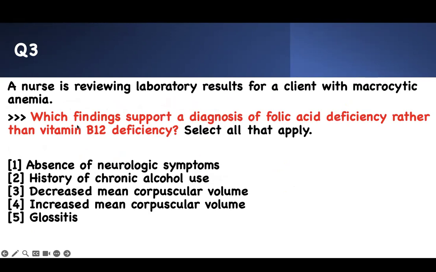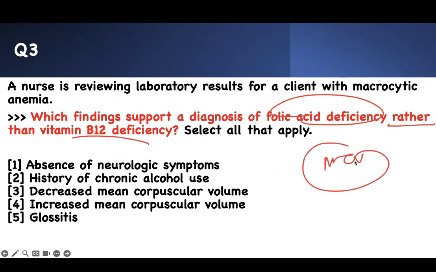Which findings support the diagnosis of what? Folic acid deficiency rather than B12. They all cause an MCV that is high. Which laboratory results for a client with what? Macrocytic anemia. Which one supports folic acid? No neurological symptoms. That's all. Absence of neuro symptoms. Excellent. History of alcohol use. Excellent.